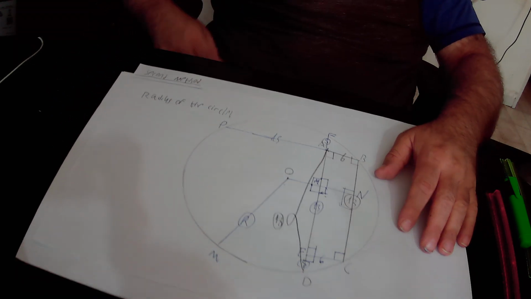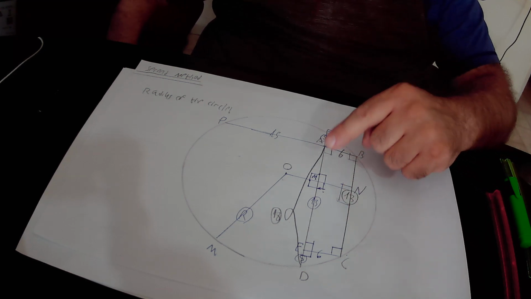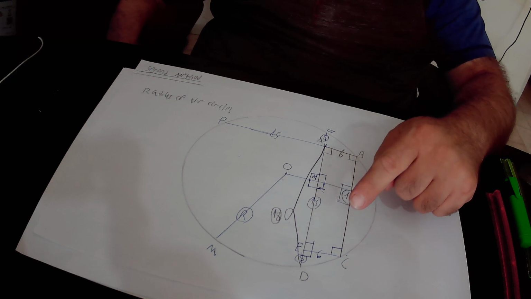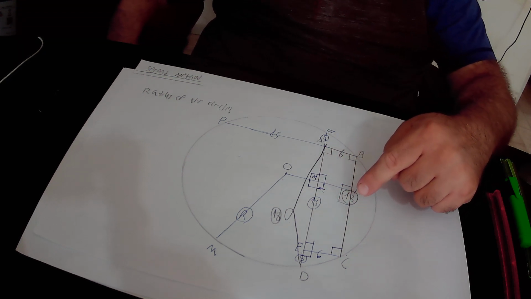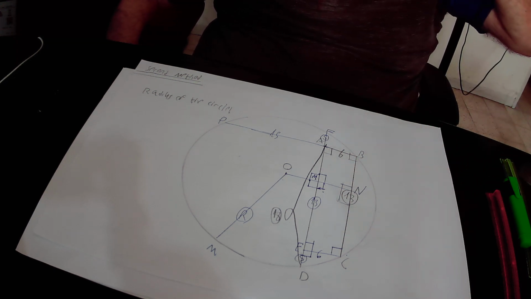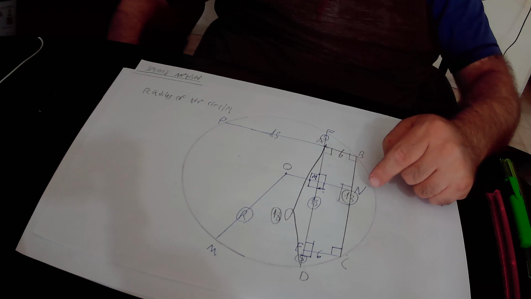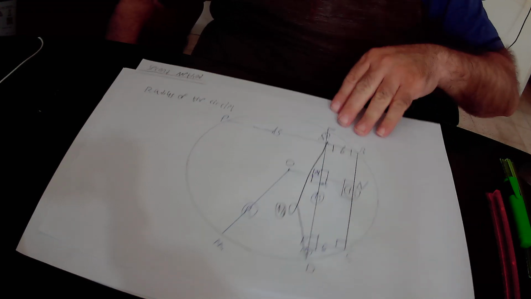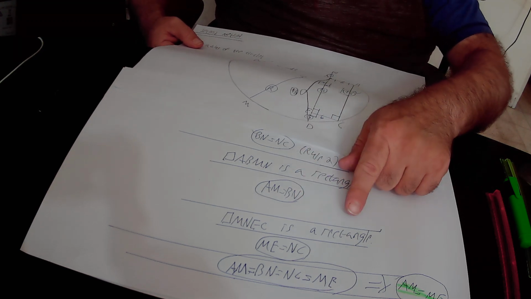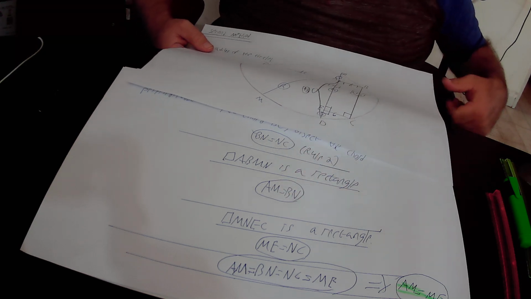Likewise, we focus on the lower quadrilateral MNEC. In the lower quadrilateral, we have 1, 2, 3 right angles. Therefore, the fourth angle must also be equal to 90 degrees. Therefore, quadrilateral MNEC is a rectangle because it has 4 right angles. And you know that the opposite sides of a rectangle are equal to each other. That is to say, NC equals ME.